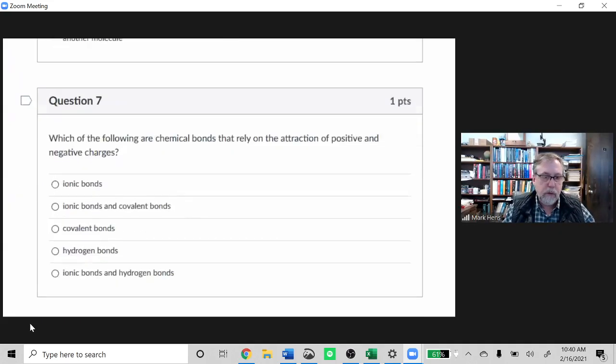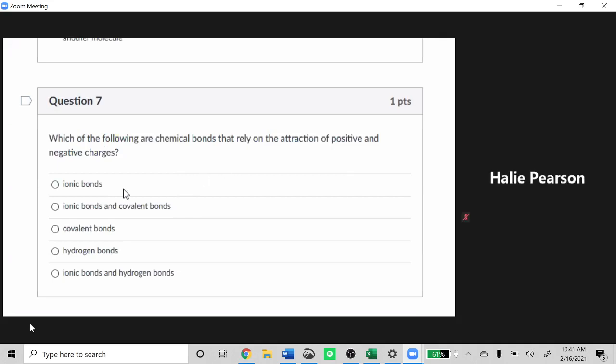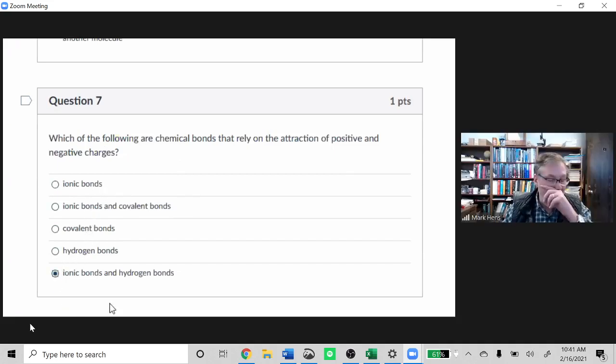Good. Okay, which of the following are chemical bonds that rely on the attraction of positive and negative charges? E. Ionic and hydrogen bonds. So in this case, E is the correct answer. With ionic bonds, you have two fully charged ions, a negative and a positive, attracted to each other. So pretty strong in the absence of water, fairly weak in the presence of water, but still not as strong as covalent bonds, regardless of the presence or absence of water. Remember, covalent bonds are a sharing of a pair of electrons.